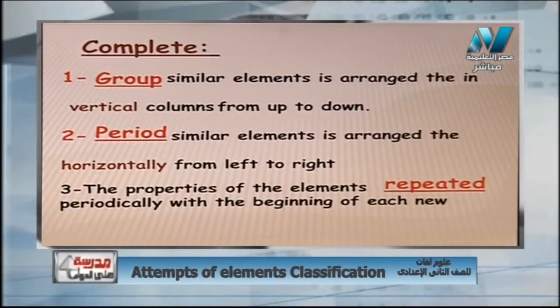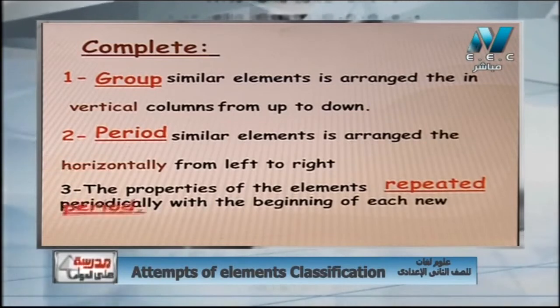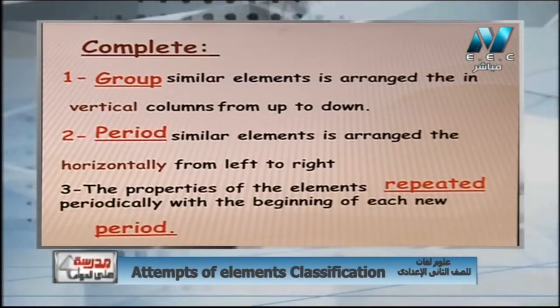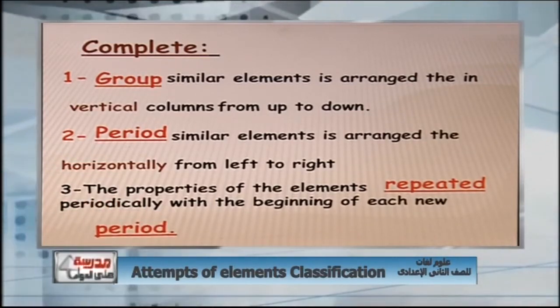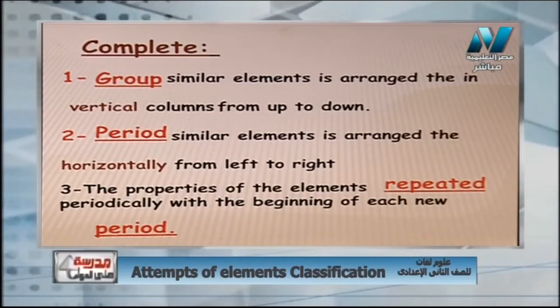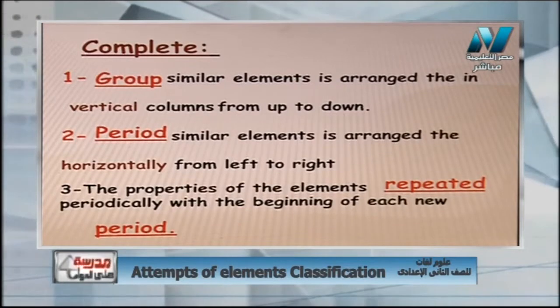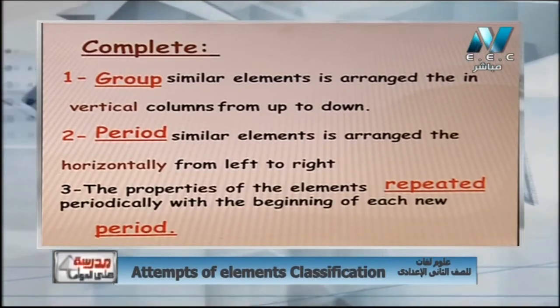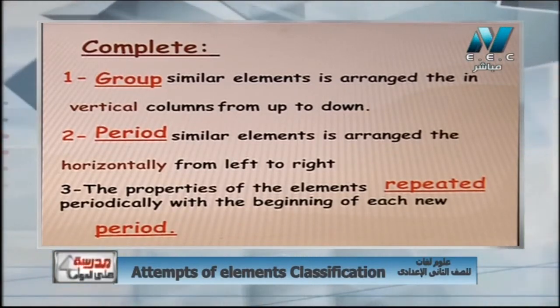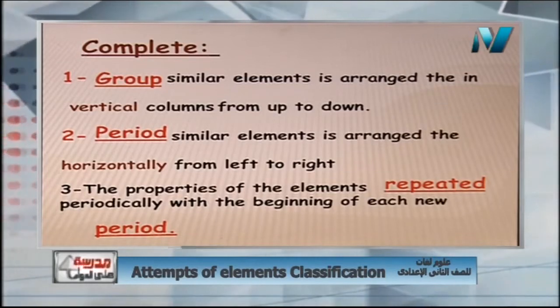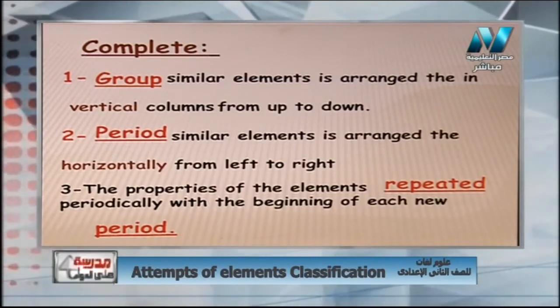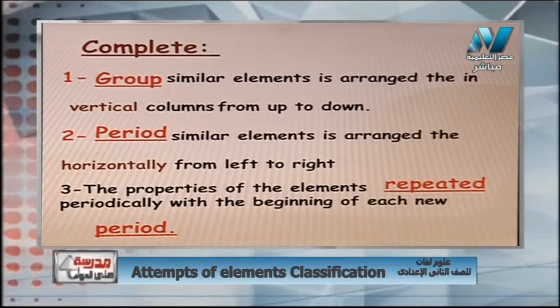Repeated periodically at the beginning of each what? Of each period. Okay, so Mendeleev's periodic table arranged according to atomic weight. Atomic weight, we can say atomic mass, or we can say mass number. All of the three expressions are correct.